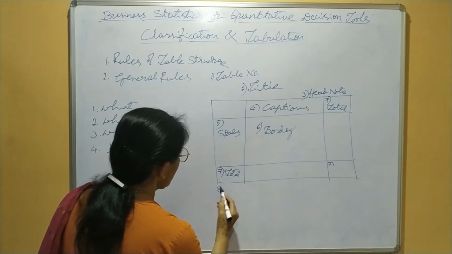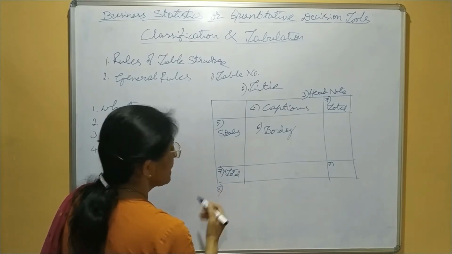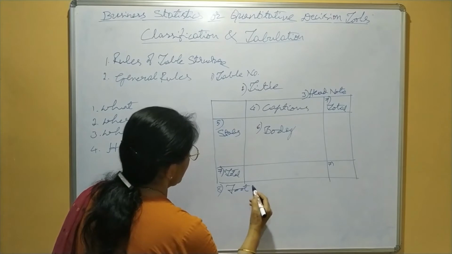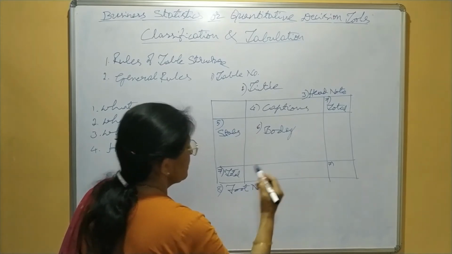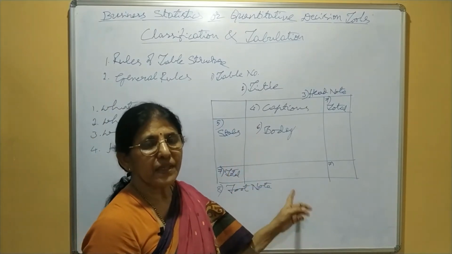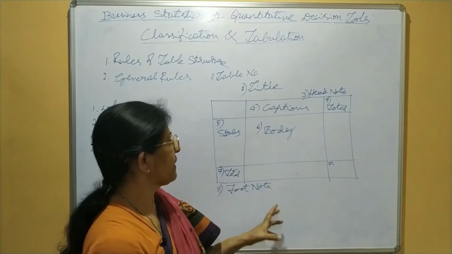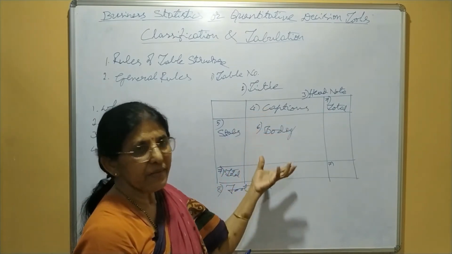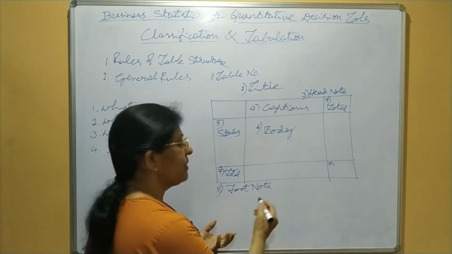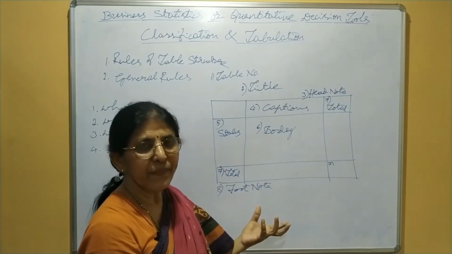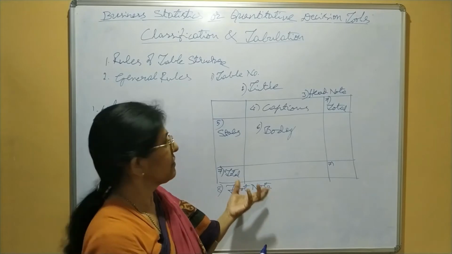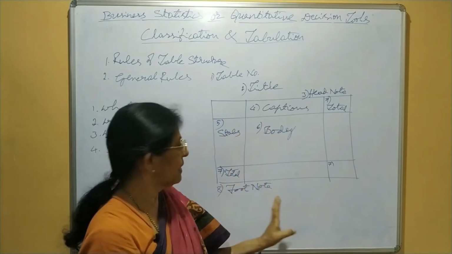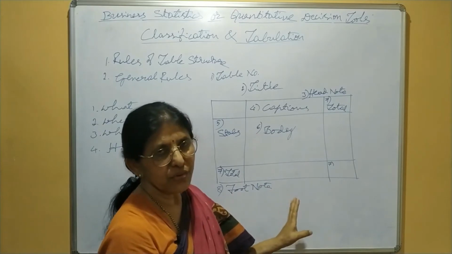Then next one, eighth one, is footnote. If any explanation or elaboration is to be given regarding the content in the body of the table, then it is given in the footnote. Usually, expansion for the abbreviations used in the body of the table is given in the footnote.